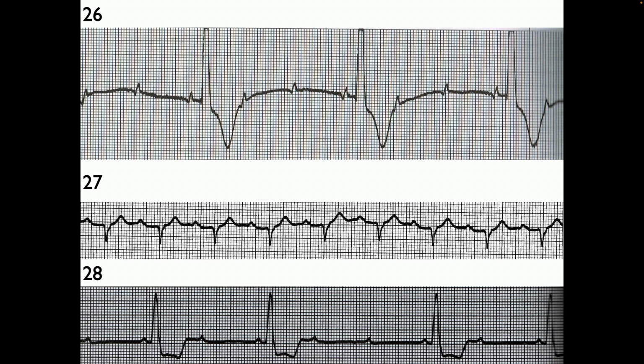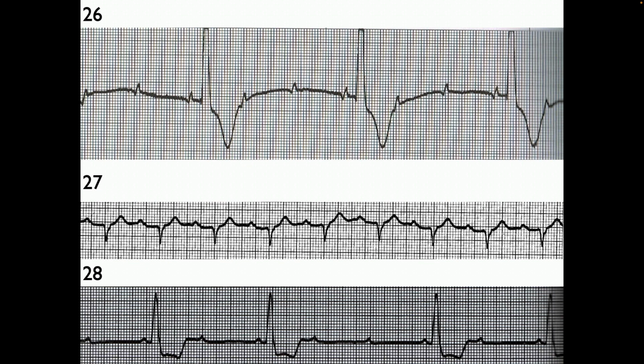Why is it not a first degree AV block? The conducted ones are regular. The PR intervals are all the same. Well, they are a first degree AV block. Oh, sorry, but for second degree type 2. No, I'm saying first degree AV block.